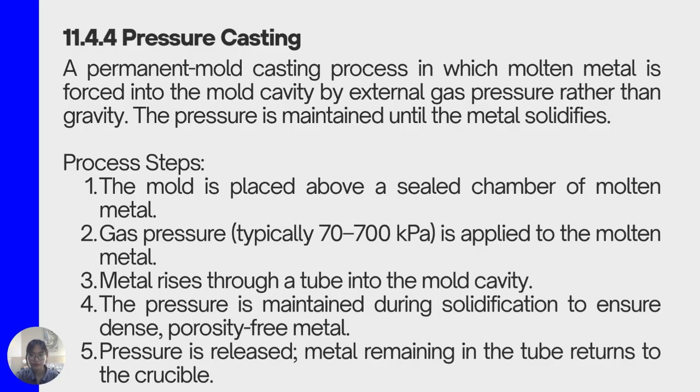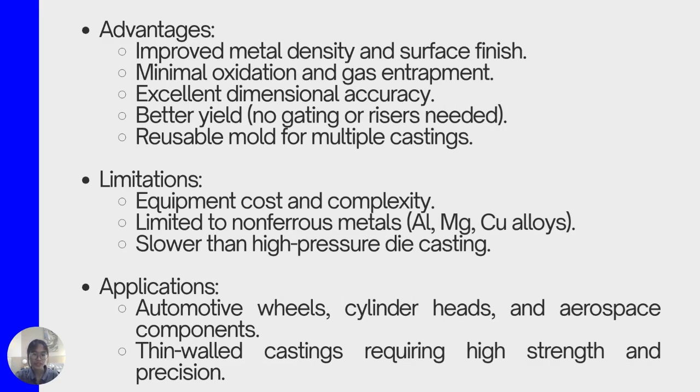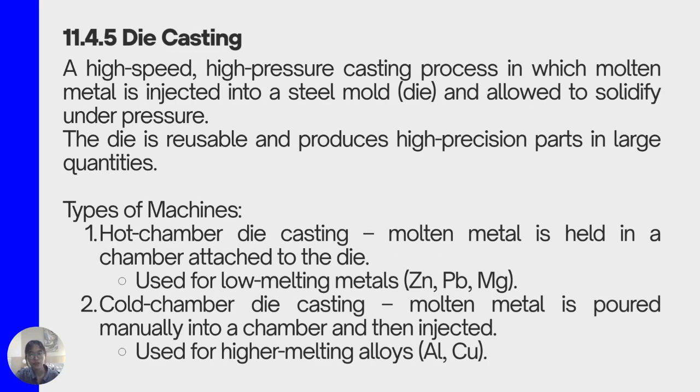the crucible. Pressure casting produces castings with excellent mechanical strength, surface quality, and dimensional accuracy, while minimizing oxidation and metal waste. It is commonly used for aluminium, magnesium, and copper alloys in the production of automotive and aerospace components, such as wheels and cylinder heads. Although the equipment is more complex and costly, pressure casting offers high efficiency and consistent quality, making it suitable for precision, high-performance applications. Moving on to 11.4.5, die casting.